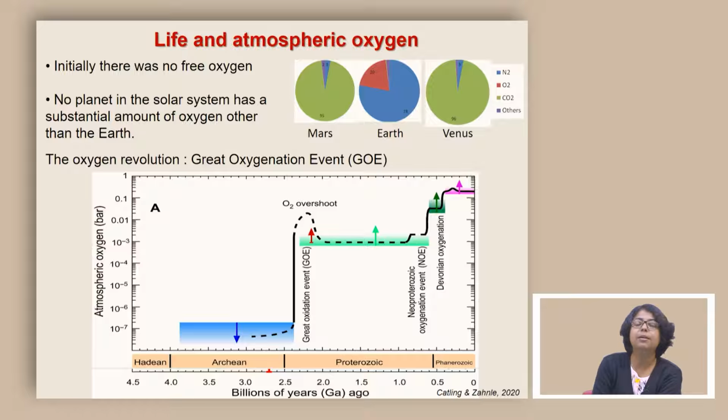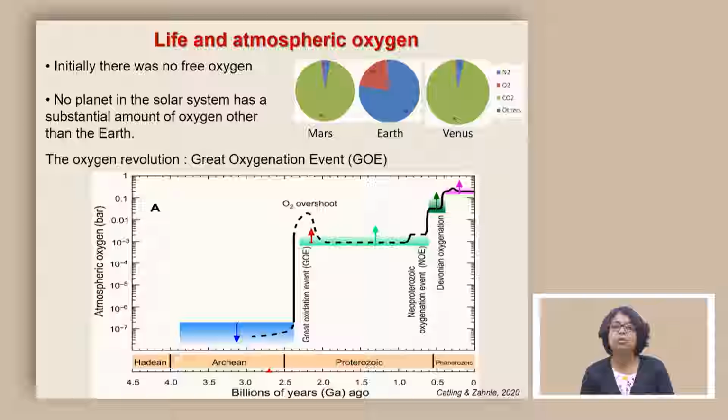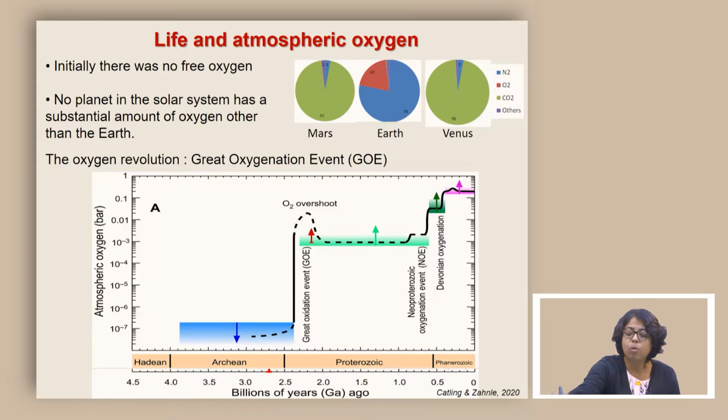Not only that, there are plenty of other evidences which tell us that during the Archean there was not much free oxygen. It is also not hard to believe, because when we look at the planets in the Earth's neighborhood, we will find that, for example, in Mars, the composition of the atmosphere looks quite different, and the primary difference comes from oxygen.